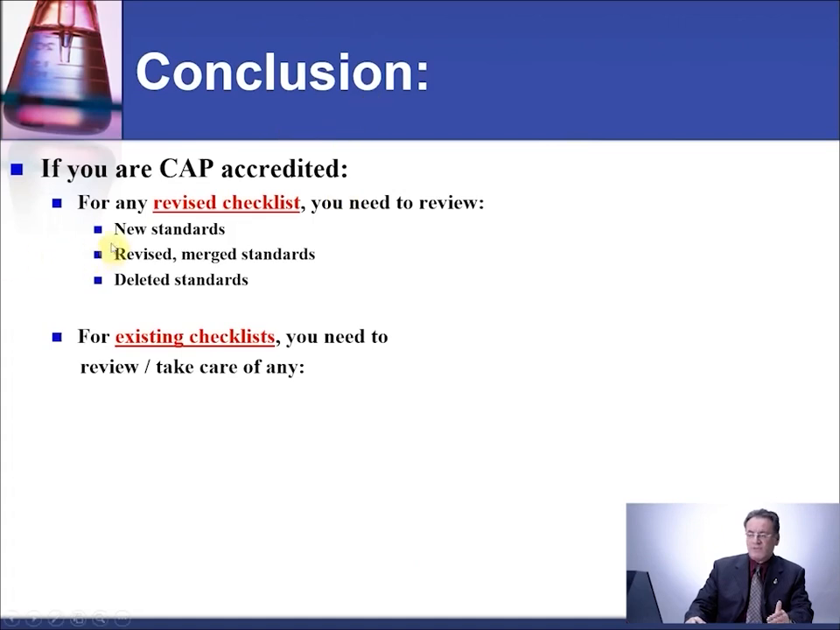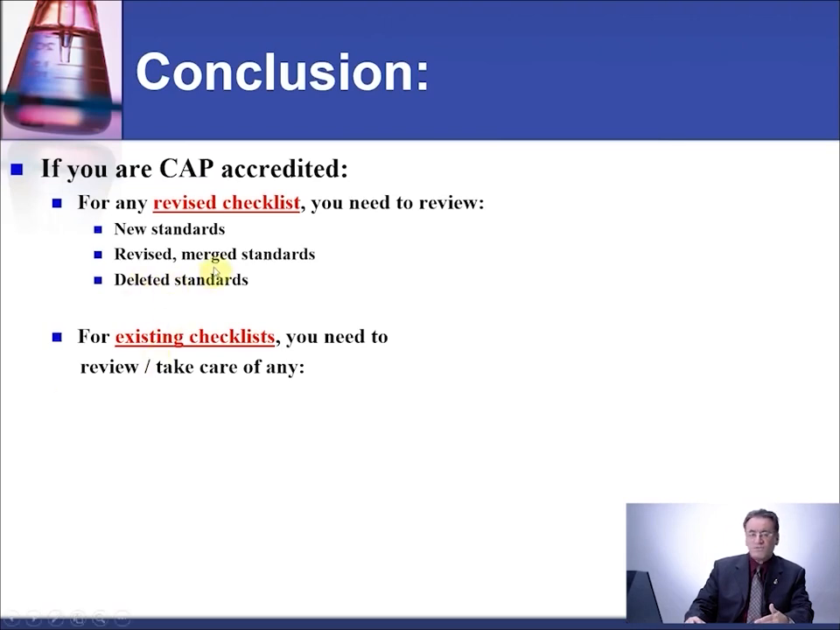What do you mean? If there is a new standard in the revised checklist or a new checklist that came out, then you need to take care of the new standards that are applicable to your section. Revised standards, you want to just make sure that the revised language for that standard is still applicable to your compliance or your answer. Now, if it is not, then you need to come up with another compliance for it.